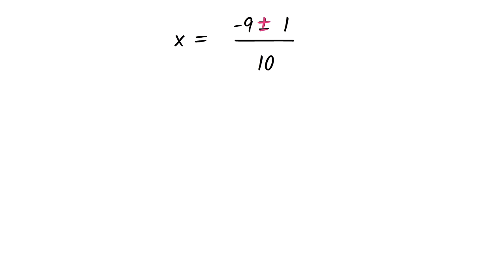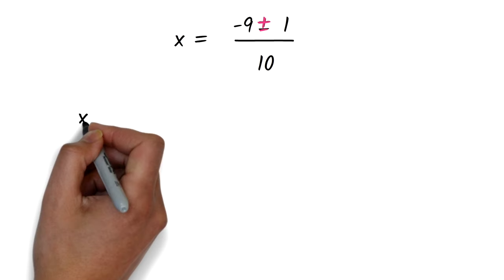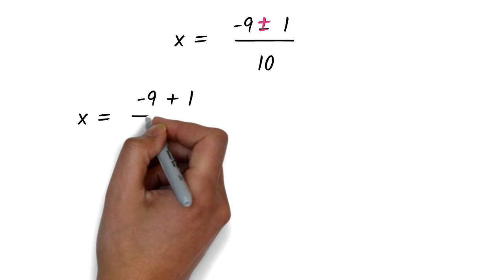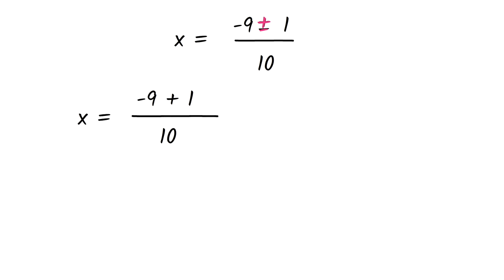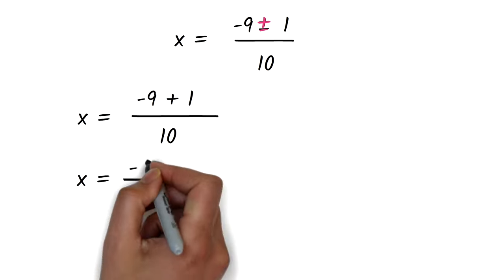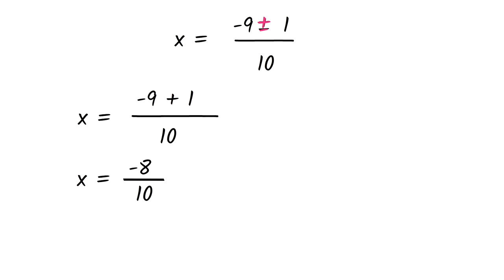Notice we have plus or minus. We can solve the plus part first. We have x equals negative 9 plus 1 over 10. Negative 9 plus 1 is negative 8. This is negative 8 divided by 10. We can reduce this to get x equals negative 4 over 5.